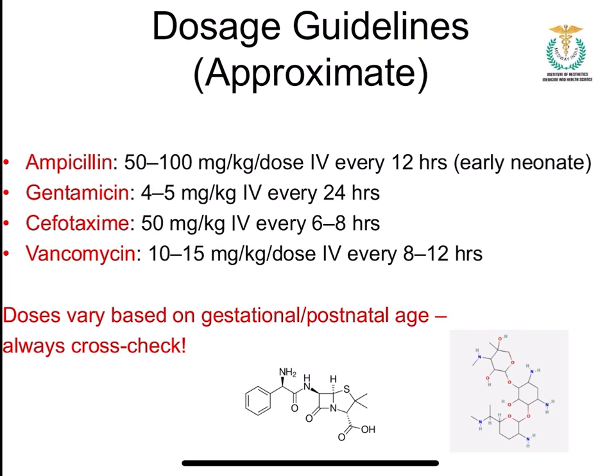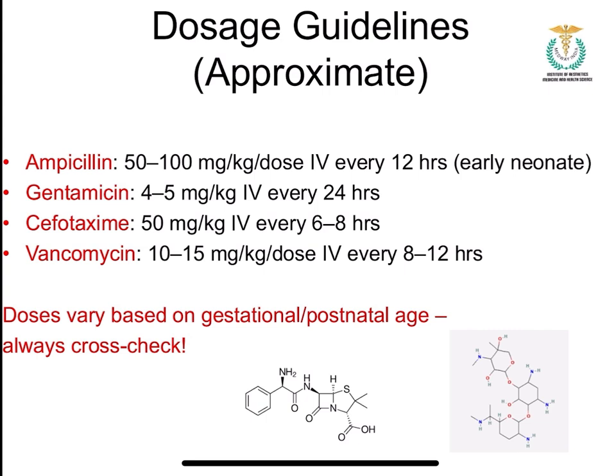Gentamicin, the dosage being 4 to 5 mg per kg IV, and it has to be given as an OD dose. Remember, this is an aminoglycoside, more chances of causing nephrotoxicity, ototoxicity. So the dosage is 4 to 5 mg per kg IV OD dose. Cefotaxime is 50 mg per kg IV. It is given 6 to 8 hourly. Vancomycin 15 mg per kg per dose every 8 to 12 hourly.